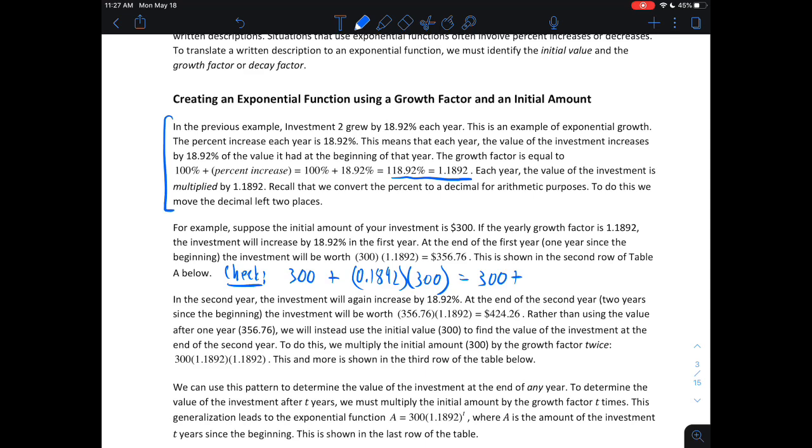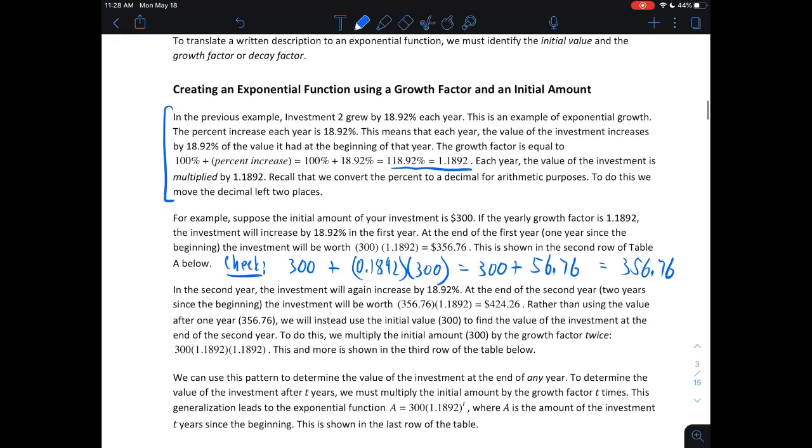When you just do the multiplication first, 0.1892 times 300, you get 56.76. And then when you add 300 plus 56.76, you get 356.76. So again, this is showing you that we can do it the old way, but now we have a faster way of doing these things using the exponential functions.